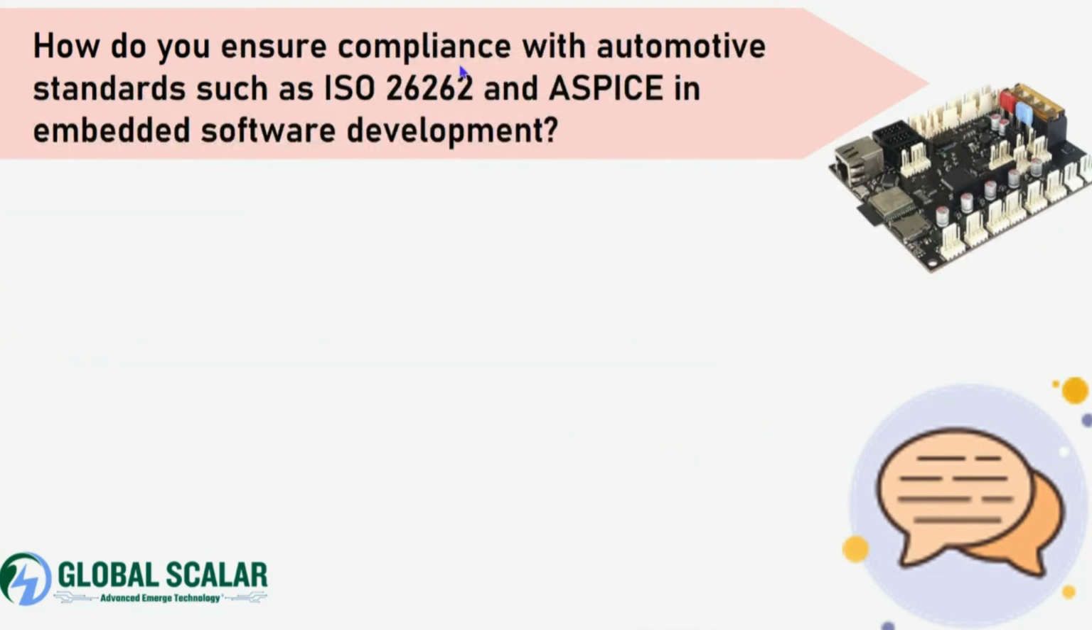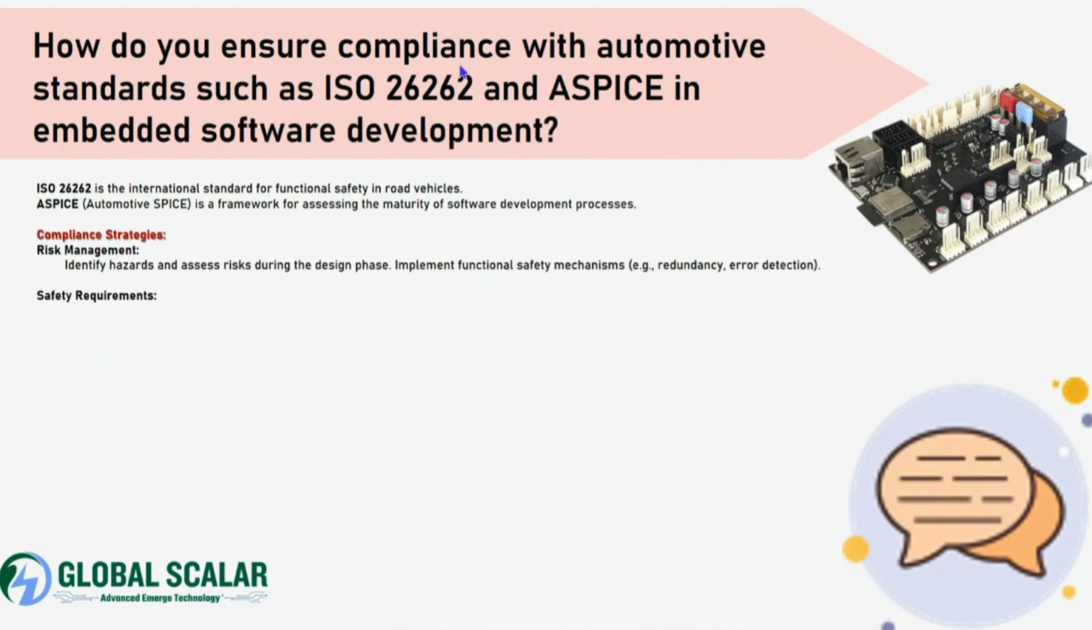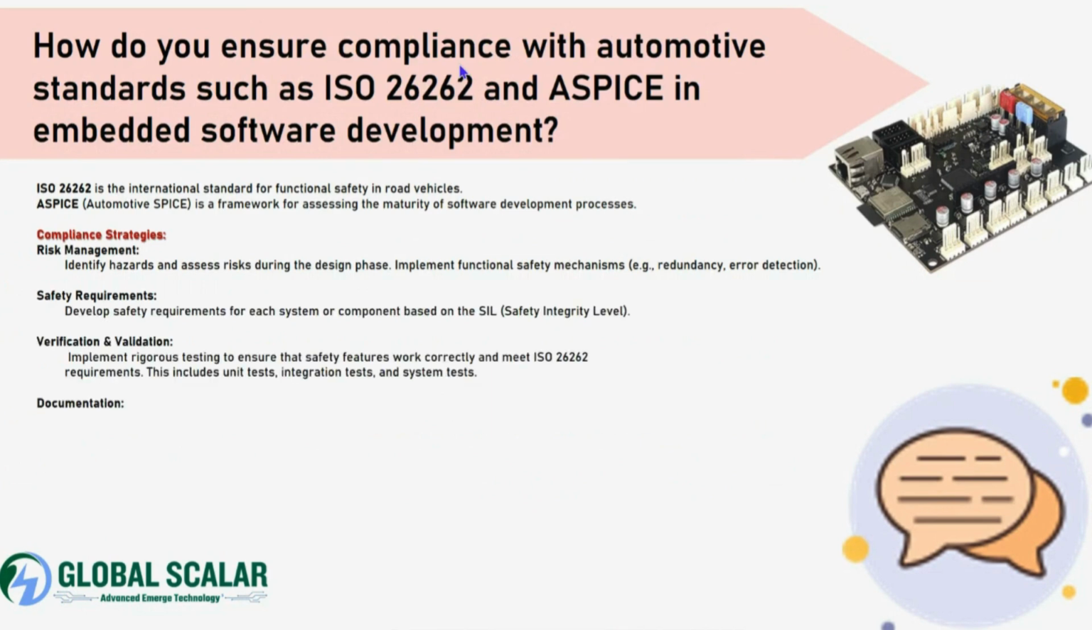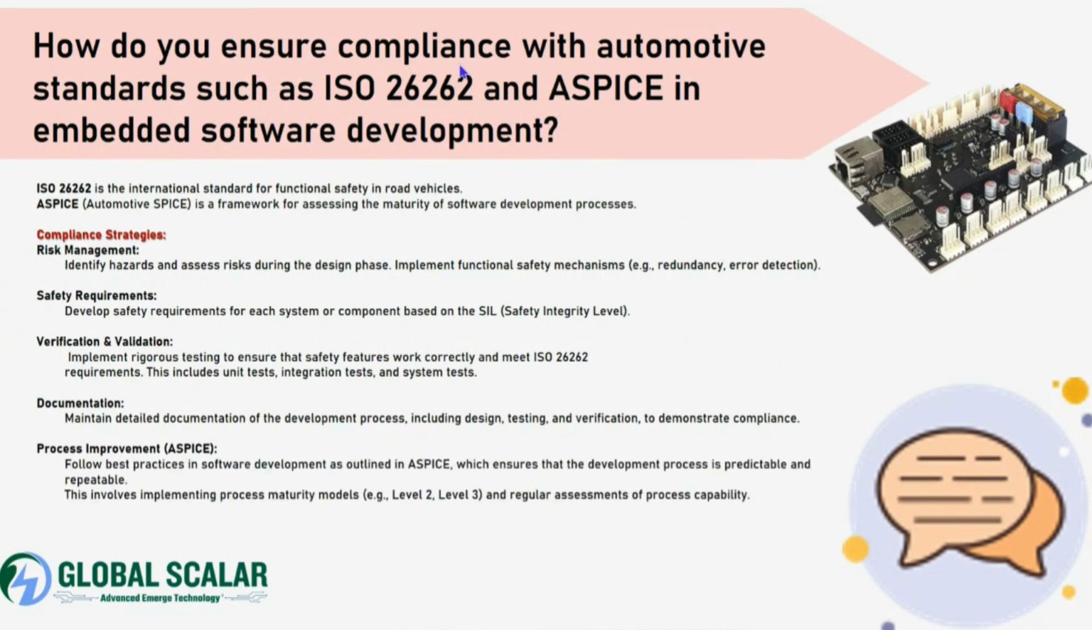How do you ensure compliance with automotive standards such as ISO 26262 and ASPICE in embedded software? ISO 26262 talks about the functional safety standards. ASPICE is the process for software development. It talks about the compliance strategy, risk management, safety requirements, verification and validation, documentation, and process improvement.